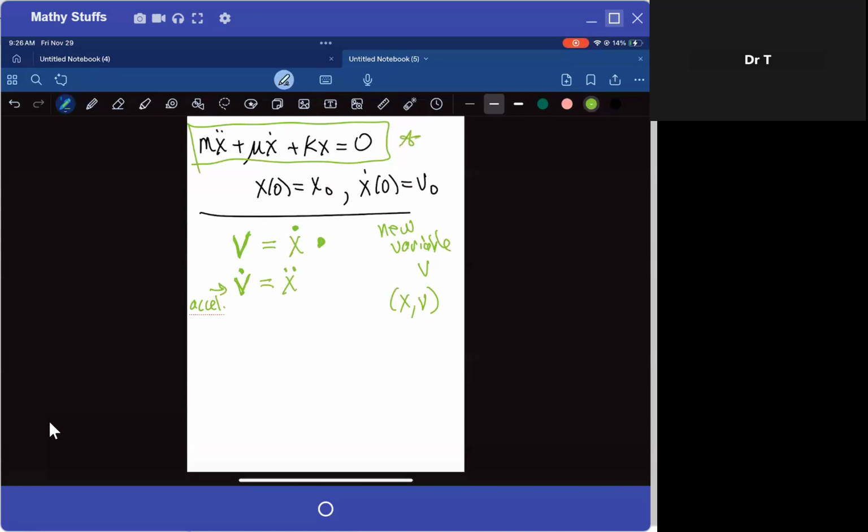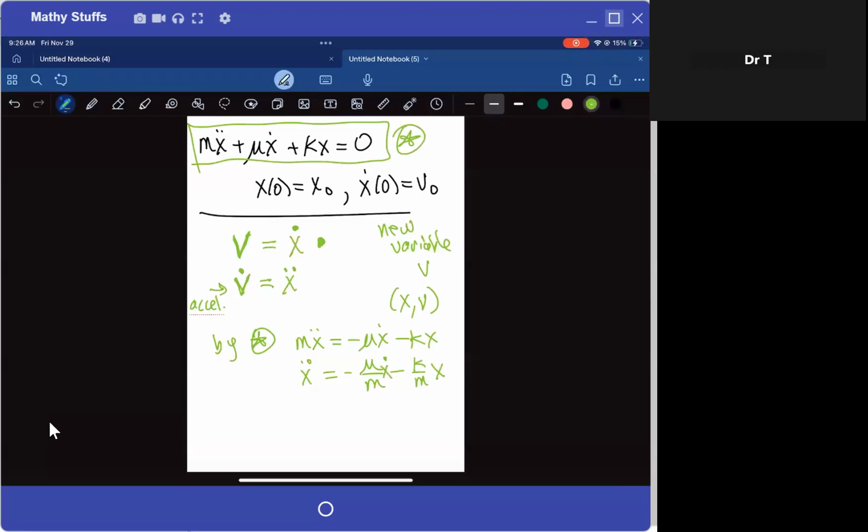Well, I can take equation star and solve that for x double dot. By equation star, we'll do this a little bit slowly. First thing, I've got x double dot equals negative mu x dot minus kx. I'm going to divide both sides by m, and I get x double dot equals negative mu over m x dot, minus k over m x. M is positive. All these constants are positive. I haven't said that, but they are.